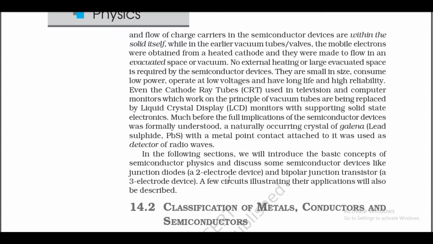While in the earlier vacuum tube valves, the mobile electrons were obtained from a heated cathode and they were made to flow in an evacuated space or vacuum. No external heating or large evacuated space is required by the semiconductor devices. They are small in size, consume low power, operate at low voltage, and have long life and high reliability.